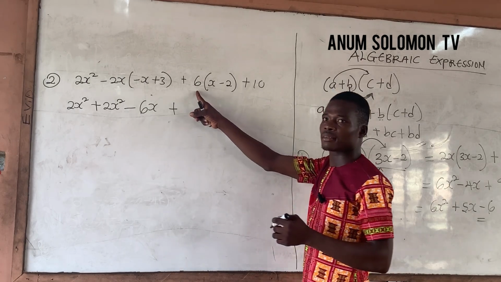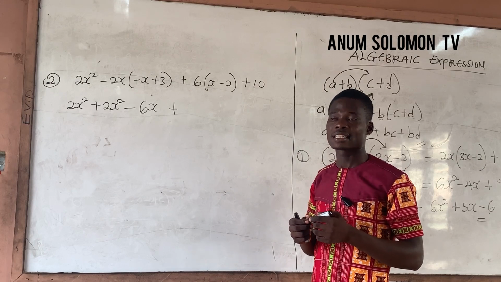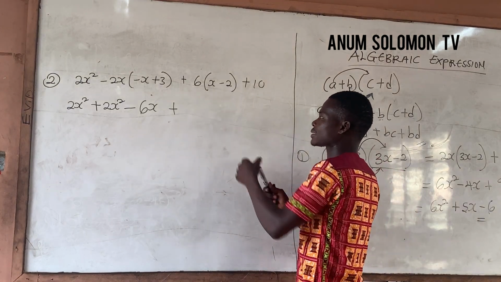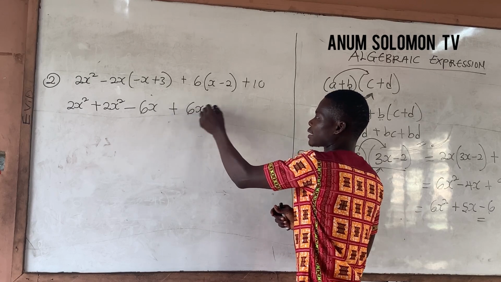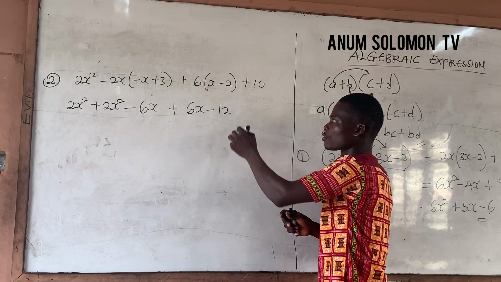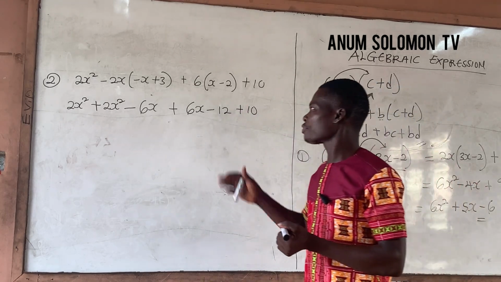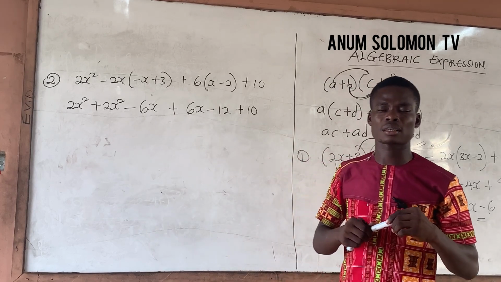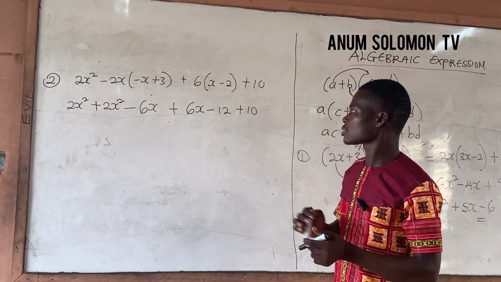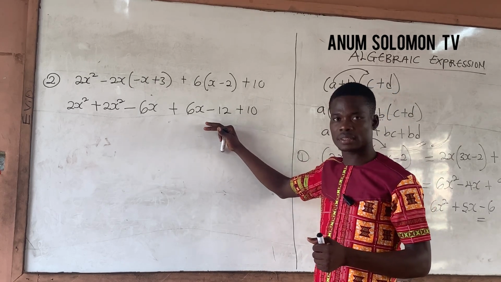You have to use the term outside, which is 6, to multiply each of the terms inside the bracket. So 6 times s is 6s. 6 times negative 2 is minus 12, plus the constant 10. So after this one, you have to take your time and group the like terms. And when you look at this expression, the terms are already grouped.